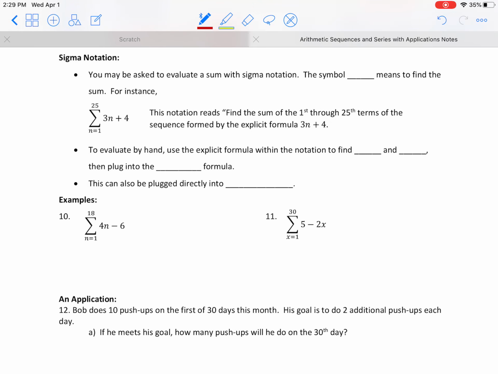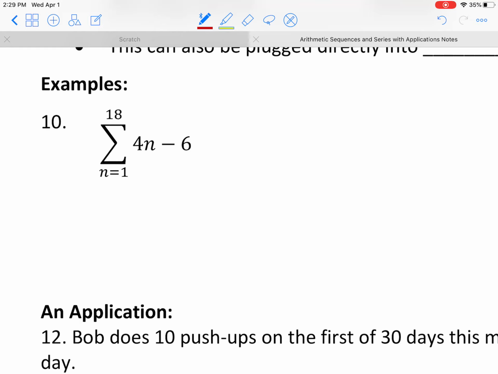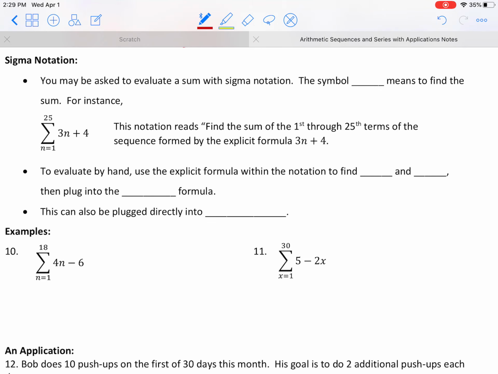Now, you could be asked to find the sum using something called sigma notation. So if you're looking at number 10, this is asking us really to do the same thing that we were just doing in 7, 8, and 9. This is asking us to find a sum. They're just giving us the explicit rule and telling us where to start the list and where to end it.